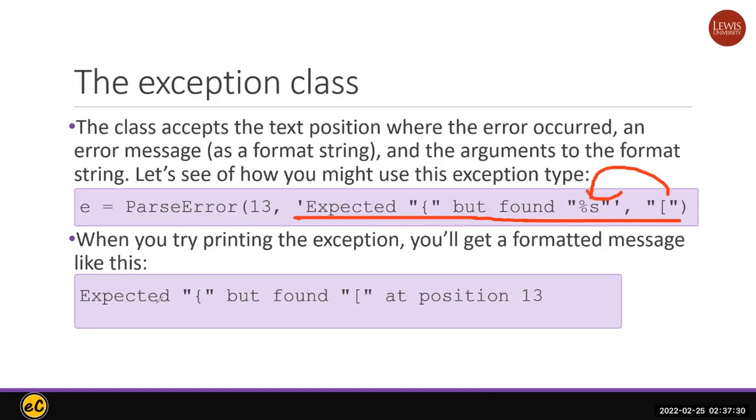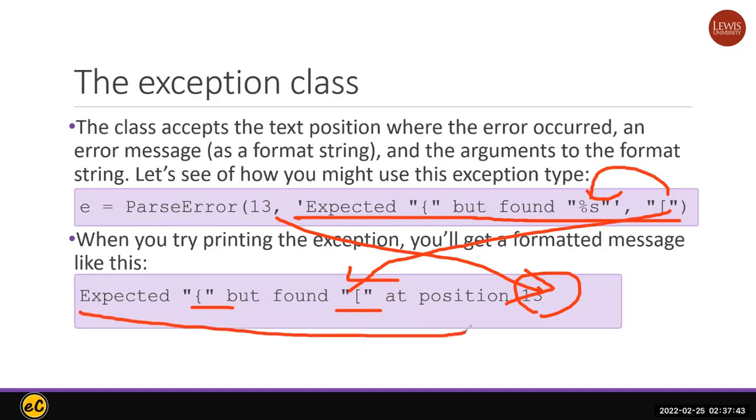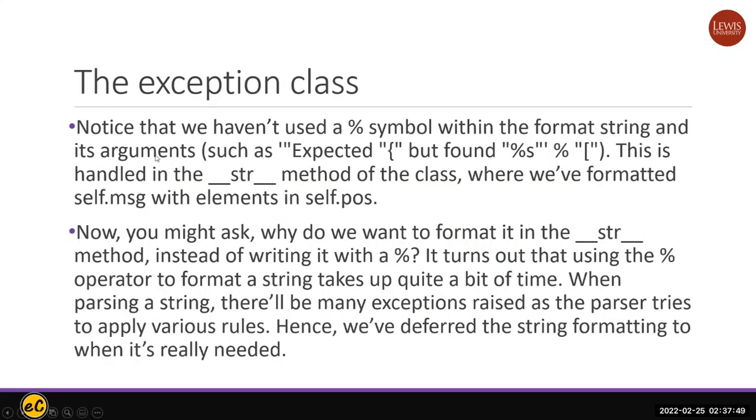That becomes "expected this, but a bracket, position 13." So the 13 will be put here. That's the position. The argument is here, and the original message is up to here. So that is the exception class.